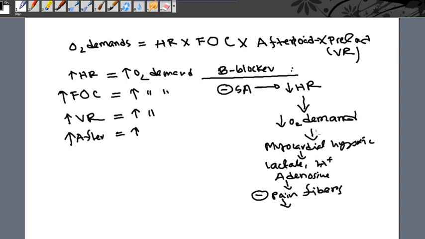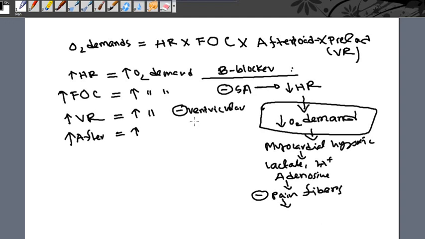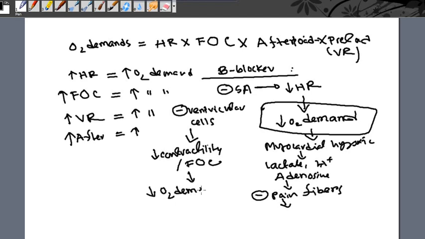There will be no chest discomfort or chest pain or compression-like sensation of angina, because beta blocker, by inhibiting or blocking the beta 1 receptor in the SA node, will decrease the heart rate and decrease the oxygen demand. Second, beta blocker blocks beta 1 receptor in the ventricular muscle cell. When the ventricular myocyte beta 1 receptor is blocked, there will be less contractility. That means there will be decreased force of contraction, and when there is decreased force of contraction, oxygen demand will go down.